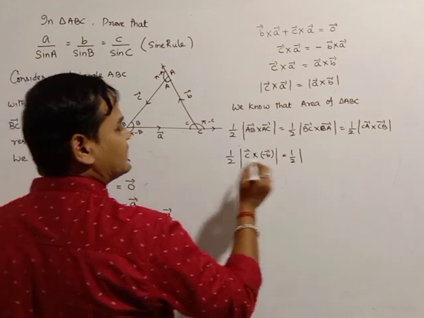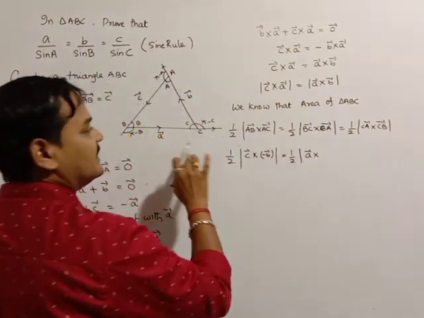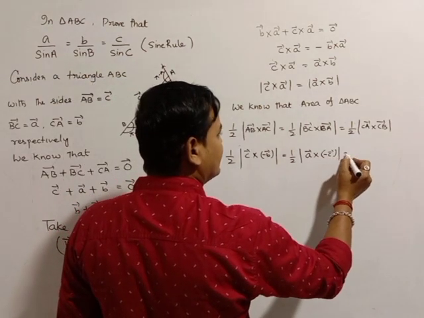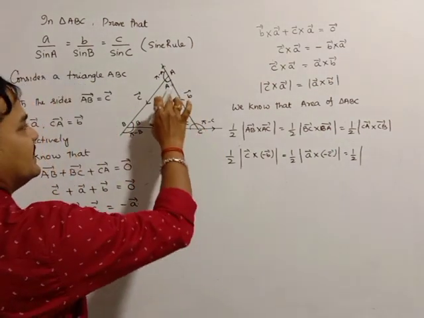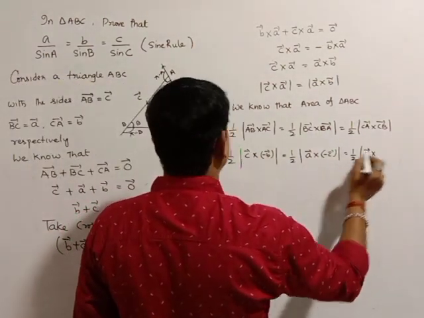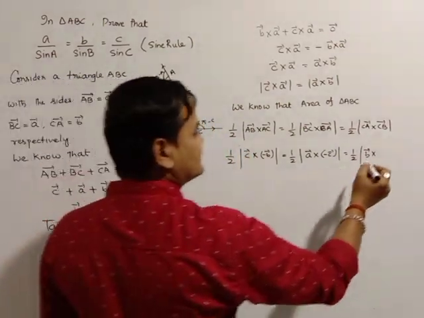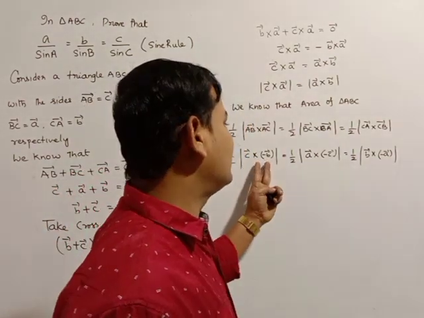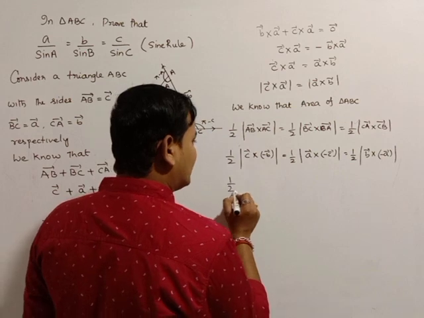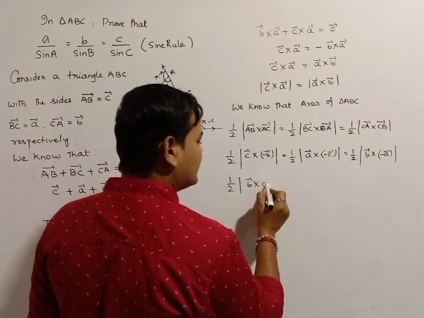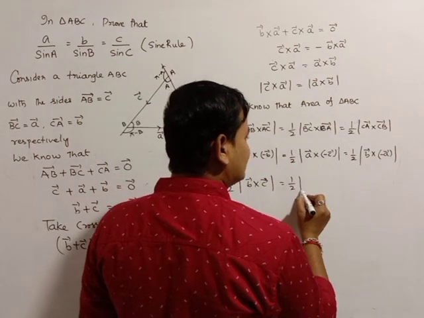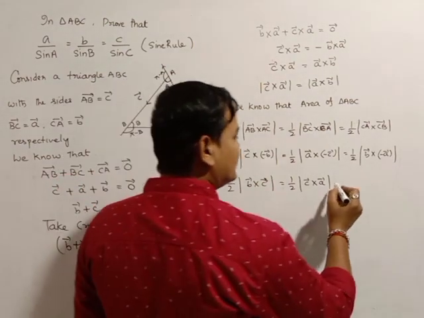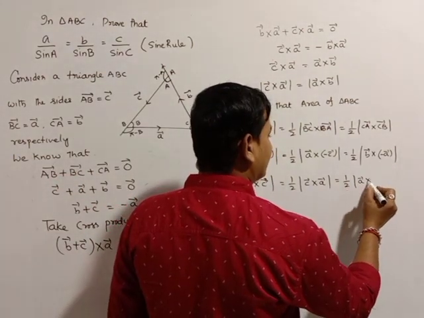BC bar is a bar, cross BA bar, which is in the opposite direction, minus c bar, is equal to half modulus of CA bar, which is b bar, cross CB bar, which is reversed, minus a bar. But since you are taking the magnitude, there is no effect. So half modulus of b bar cross c bar is equal to half modulus of c bar cross a bar, because when two vectors' order changes the sign changes, that is equal to half modulus of a bar cross b bar.